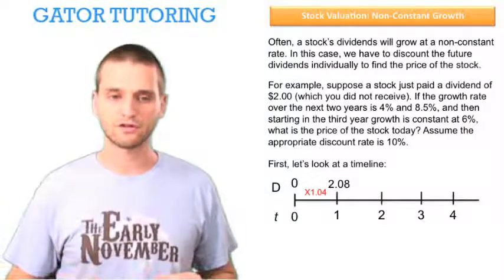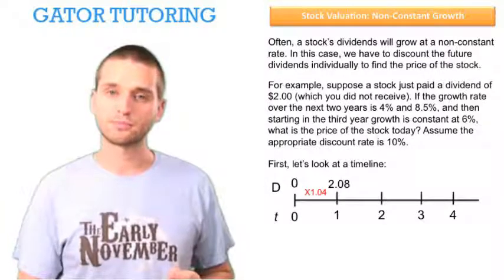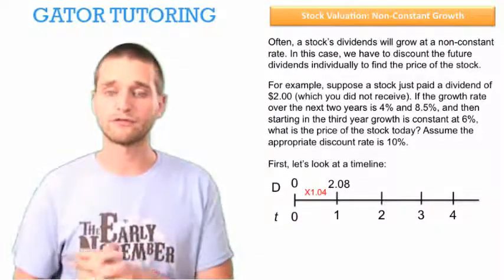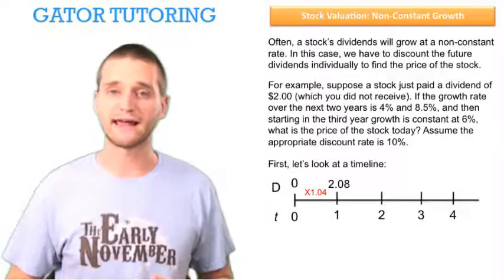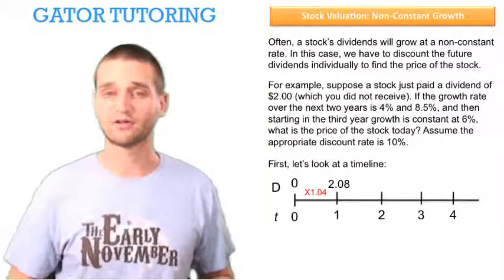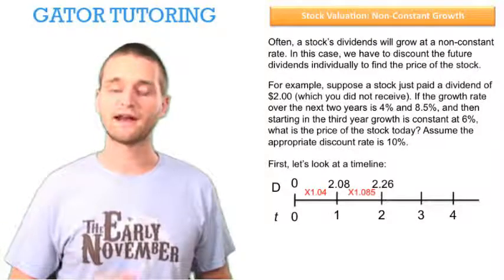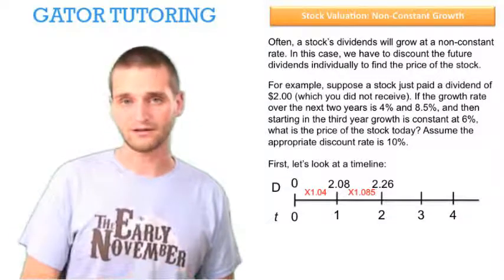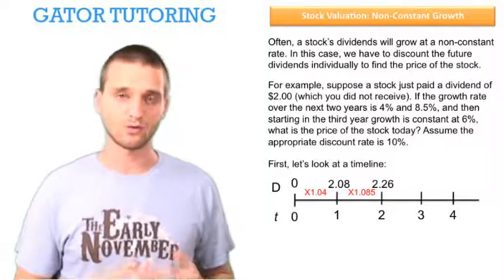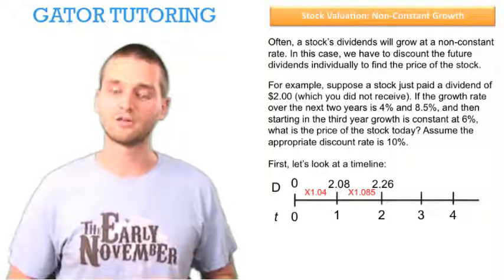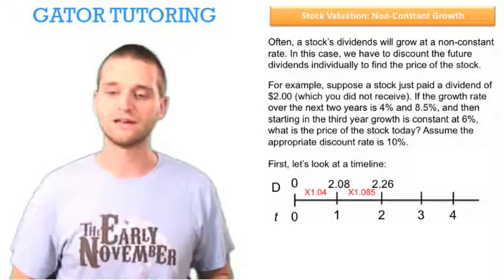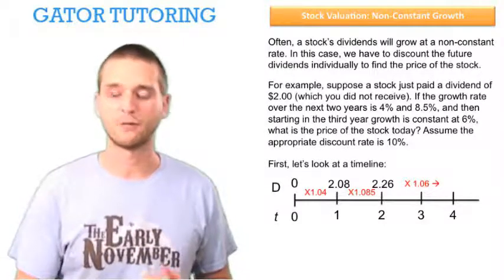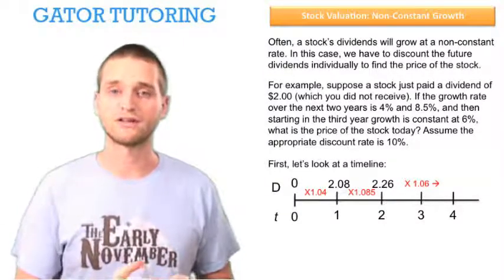So in the first year, the dividend grows by 4%. And so we multiply that $2 times the 1.04 to find what dividend we are going to get in year 1. And we see that it's $2.08. After that, it grows at 8.5%. So we have to multiply that new $2.08 that we get in year 1 times the 1.085. And we get $2.26 for the dividend that occurs in year 2. And then we have this constant growth rate of 6%. And we already know how to do constant growth. We can treat that as a perpetuity.